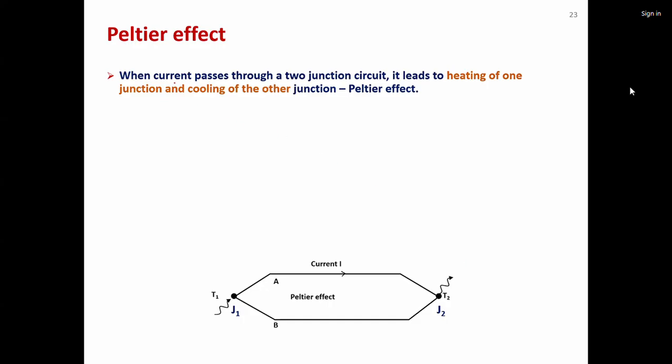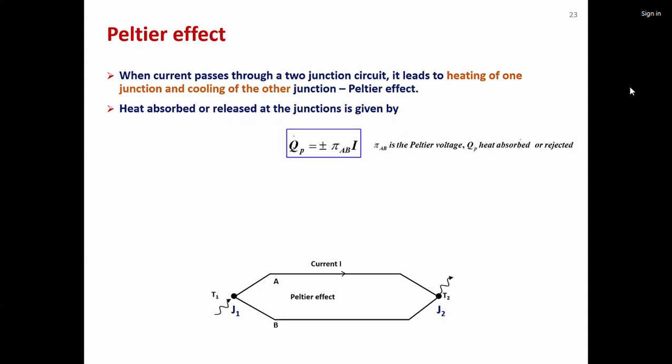So it says that when current passes through a two-junction thermoelectric circuit, it leads to heating of one junction and cooling of the other junction. This is known as the Peltier effect. The heat absorbed or released at the junctions is given by this expression. Q_P is the amount of heat that is absorbed here and released here, and it is given by the Peltier voltage, with subscript AB, times the current I that is flowing through the circuit.